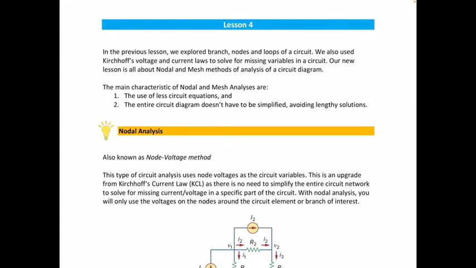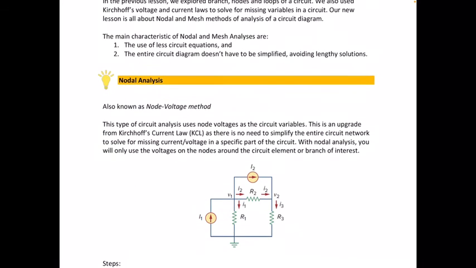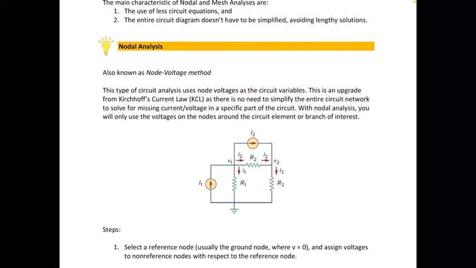In this particular way of solving a circuit, you will still need the concepts of Kirchhoff's voltage and current laws. So let me just remind you that this is just a continuation. This is not an entirely new lesson. So to start with, we have nodal analysis. Nodal analysis is also known as the node voltage method.